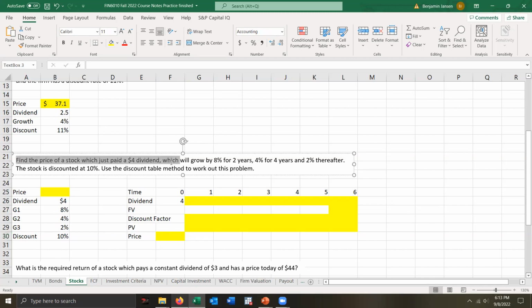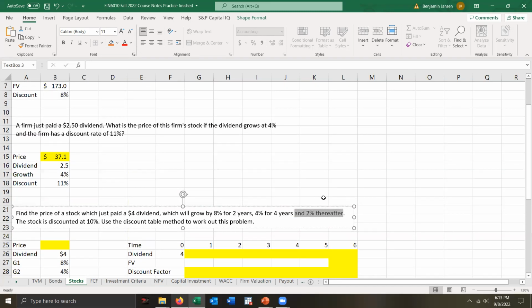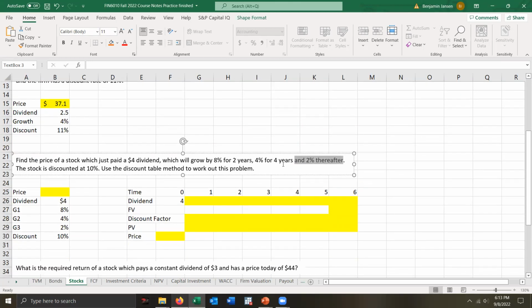Right, so we're dealing with a company that just paid out a $4 dividend, and we're going to be looking at it growing in different stages. So it's growing relatively rapidly for 2 years at 8%. Then it's slowing down a little bit, growing at 4% for 4 years, and then growing at 2% in perpetuity. Right, so the problems we've been dealing with so far have just been using this 2% in perpetuity. Right, this is basically the cash flow frame we've been dealing with. But in this case, we have 2 additional stages of growth.